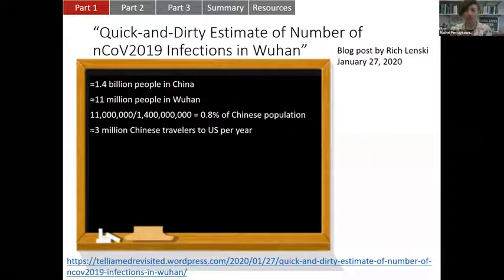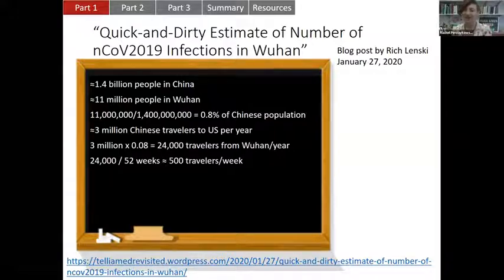We also know from a variety of sources that something on the order of 3 million Chinese travelers come to the US per year in an average year. And so if we wanted to just very naively estimate the number of travelers coming from Wuhan, China to the US per year, we would just do this simple multiplication, 3 million times that 0.8%, and we get something like 24,000 travelers from Wuhan, China to the US per year. If you convert that to weeks, again, this is just arithmetic, that's about 500 travelers a week.